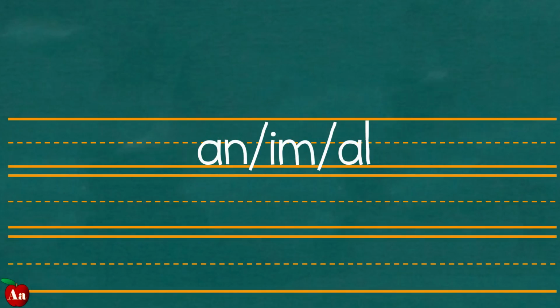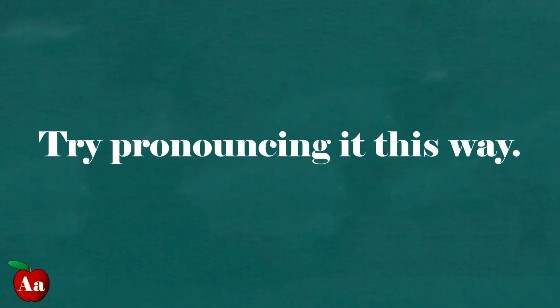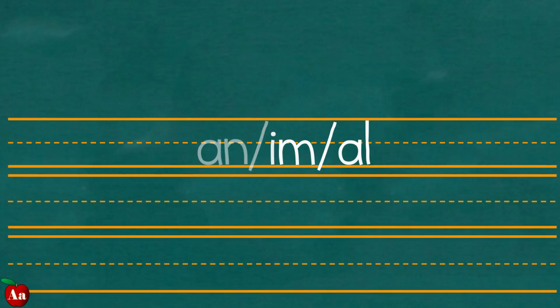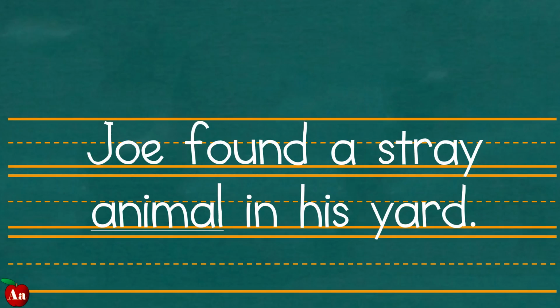This time, we've divided between the N and the I and the M and the A. Now, each vowel is followed by a consonant, which should make the first 2 short vowels, and the third is still a broad vowel. Try pronouncing it this way. An, im, ul. Animal. Do you recognize it? Does it make sense in the context of the sentence? Joe found a stray animal in his yard.